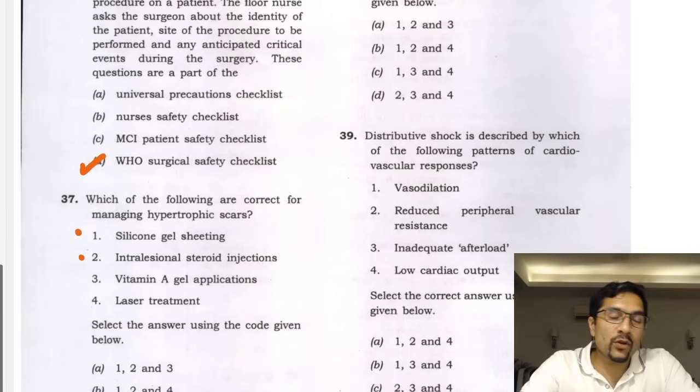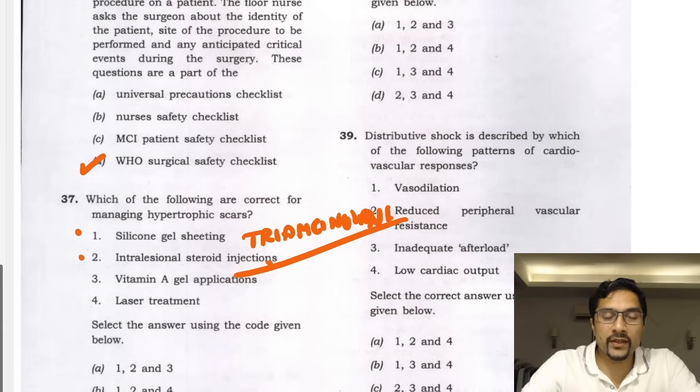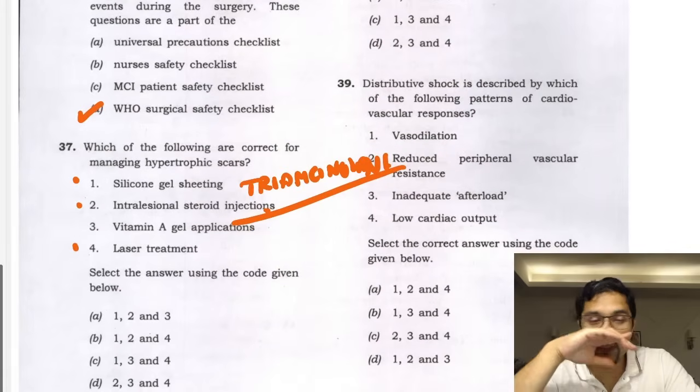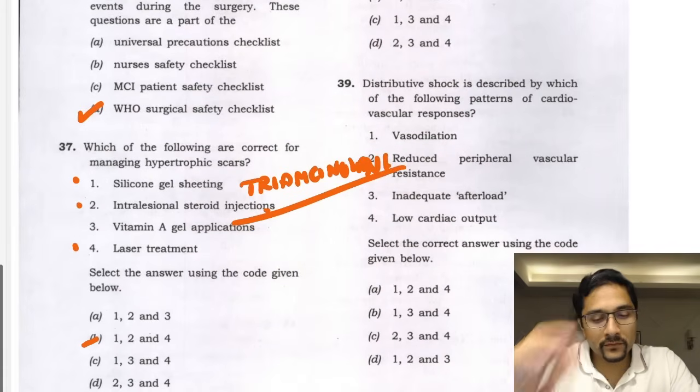Intralesional steroids, we know triamcinolone is the treatment for hypertrophic scars and for keloids, and laser treatment is also being used. I'll show you the flow chart in Bailey. So 1, 2 and 4 are correct.